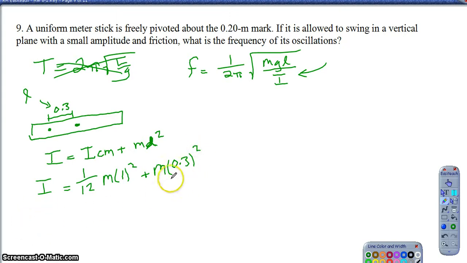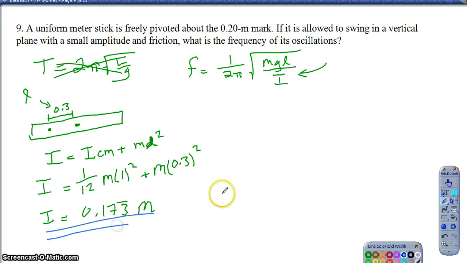So obviously you could try and get a common denominator here. I'm going to go ahead and just get this as a decimal. My moment of inertia ends up being 0.173 repeating times the mass of the rod. And notice the mass of the rod, once again, I don't know, so I just leave that in there. But this is where it actually works out very nicely for us, right?